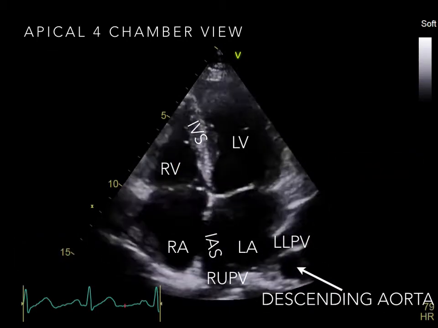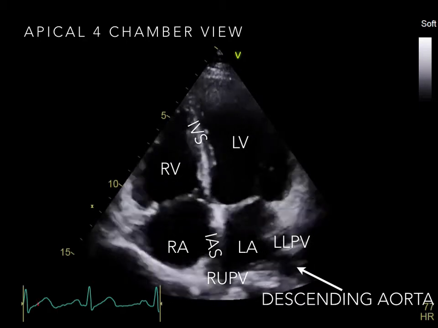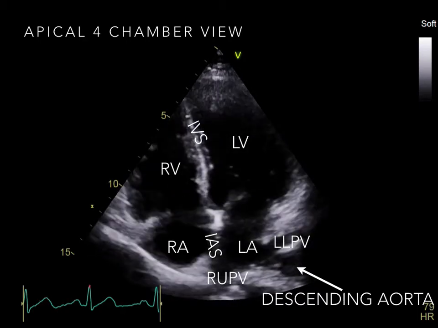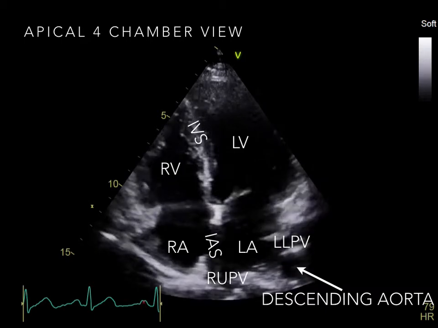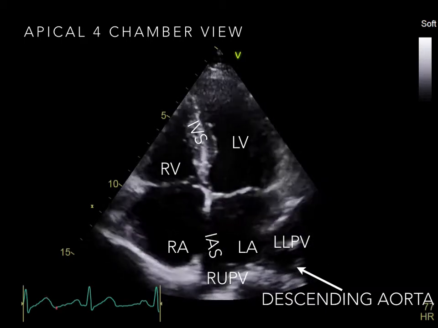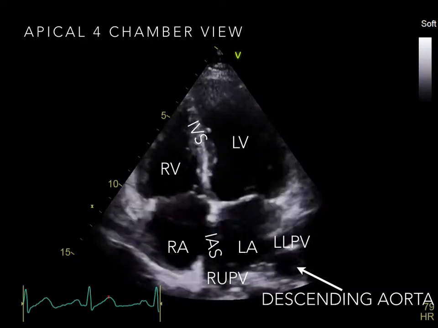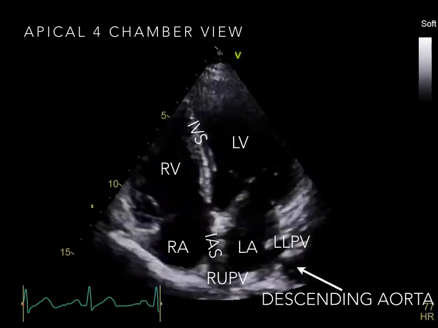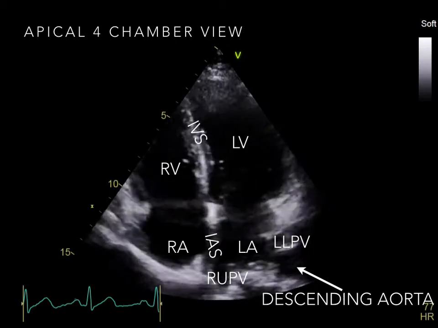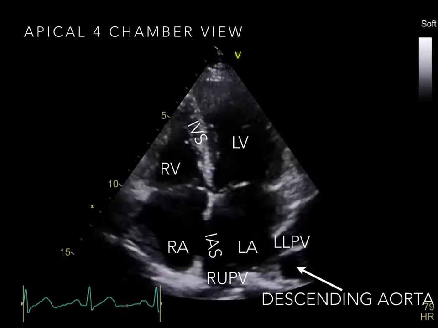The four cardiac chambers, that is the LV, RV, left atrium and right atrium, are all echo-free. Between the two ventricles there's the interventricular septum, while the two atria are separated by the interatrial septum.